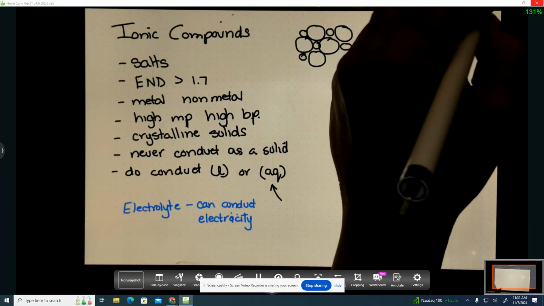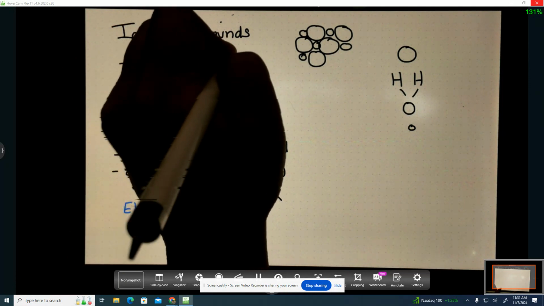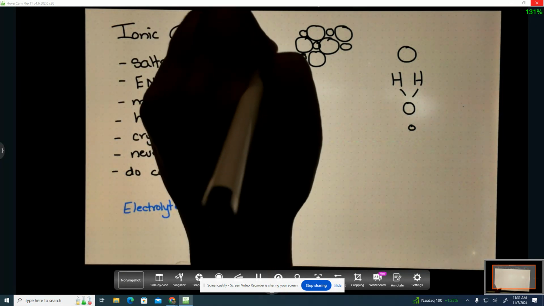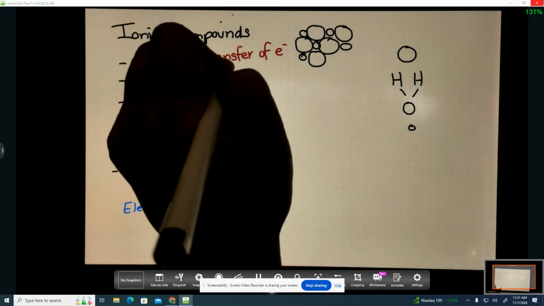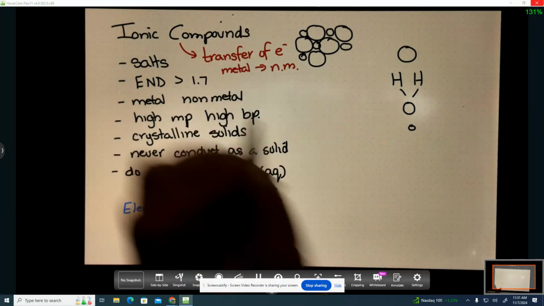I also want to add here that when we're talking about ionic compounds, there is a transfer of electrons. They're going to go from the metal to the nonmetal. I'm abbreviating nonmetal.